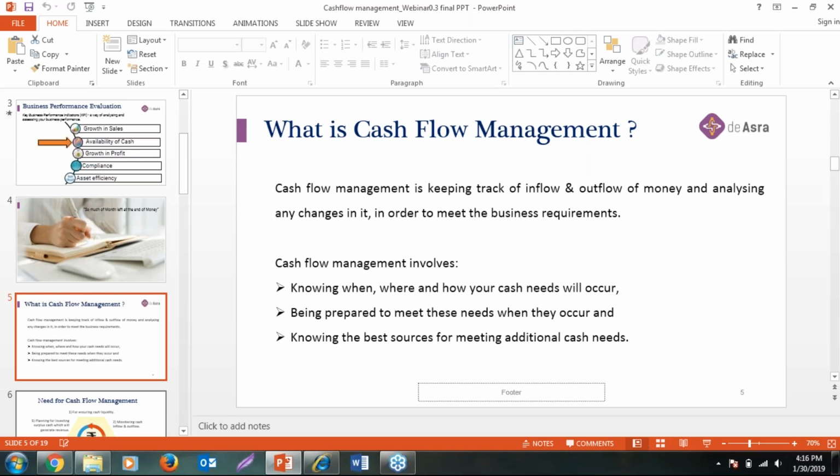The next is being prepared to meet these needs when they occur. So we have to be prepared. We have to do proper planning in advance. We need to plan our cash flow needs so that when they occur, we can easily serve them. As I said, if I am running a beauty salon and suddenly two of my hair dryers aren't working and there is no other option, but I need to buy a new hair dryer, then there is a cash need there for which I have to be prepared.